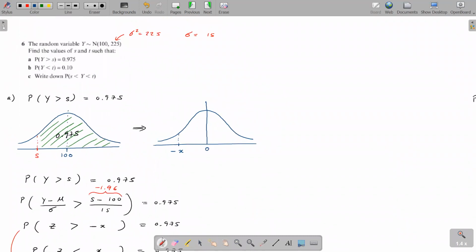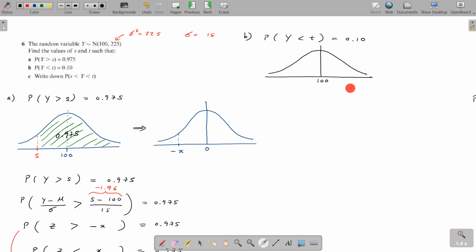Moving on to part B. Probability Y less than T is equal to 0.10. So now again, let's identify things from the very beginning so it makes things easier for us. You have a normal distribution with a mean of 100, right? Mean is 100. Now decide where T is.